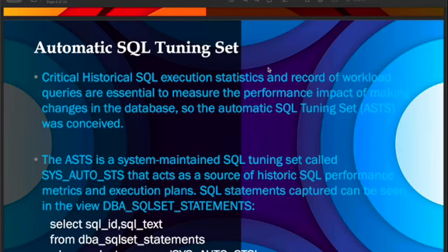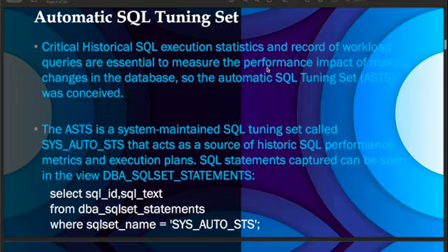Checking the automatic SQL tuning set. Historical SQL execution statistics for workload queries are critical for database automation. In addition, a record of workload queries is essential to measure the performance impact of making changes in the database. For this reason, a database infrastructure component called the automatic SQL tuning set was conceived.